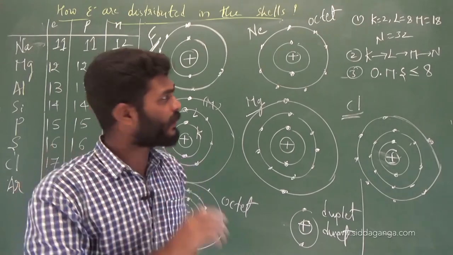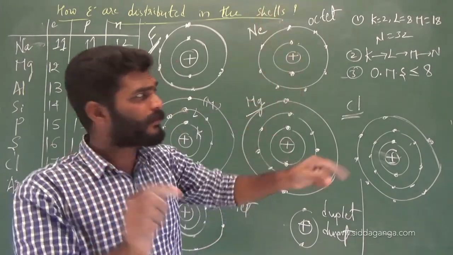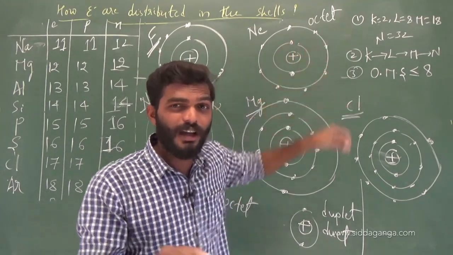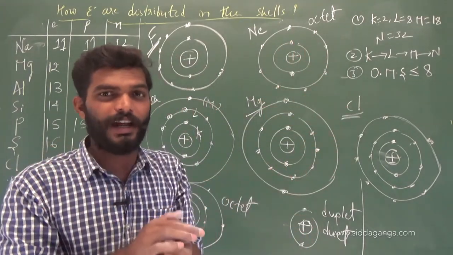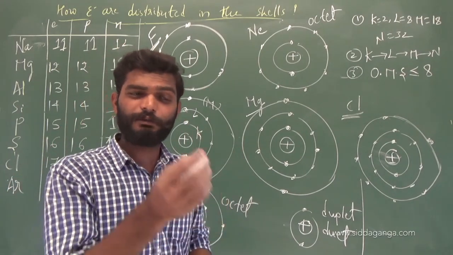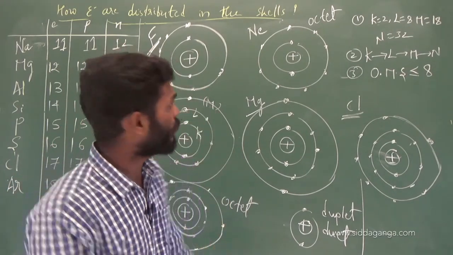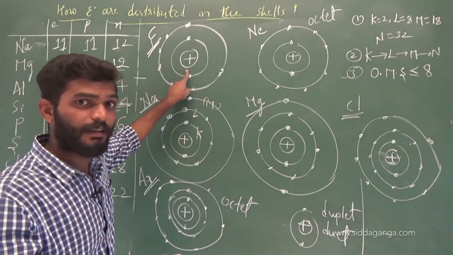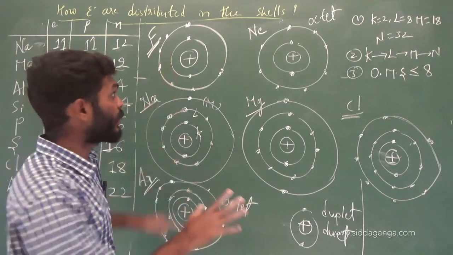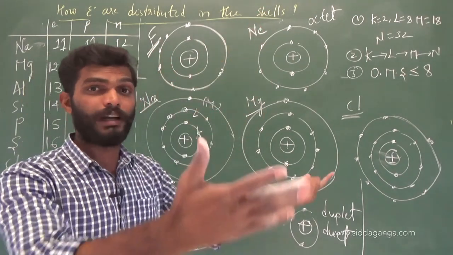Under special conditions only, some of these inert gases or inert elements, which have octet configuration, participate in chemical reactions. That is in very, very less number of reactions. But these elements which have less than 8 electrons in the outermost shell participate in chemical reactions very widely.